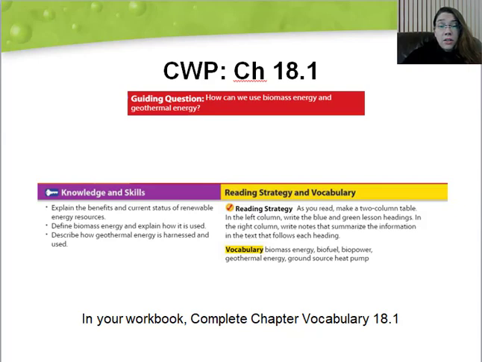By the end of these two lectures, you should be able to explain the benefits and current status of renewable energy resources. We should be able to define biomass energy and explain how it is used. And we need to be able to describe how geothermal energy is harnessed and used. I want you to go ahead and stop and complete your chapter 18.1 vocabulary, which is biomass energy, biofuel, biopower, geothermal energy, ground source heat pump.